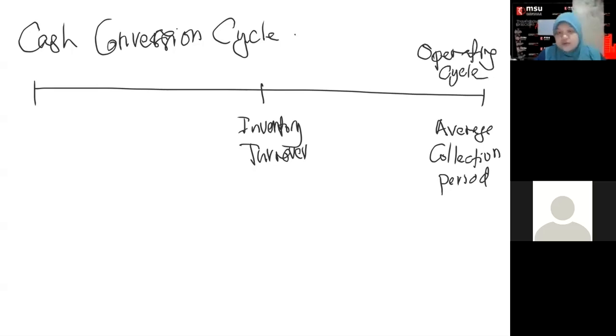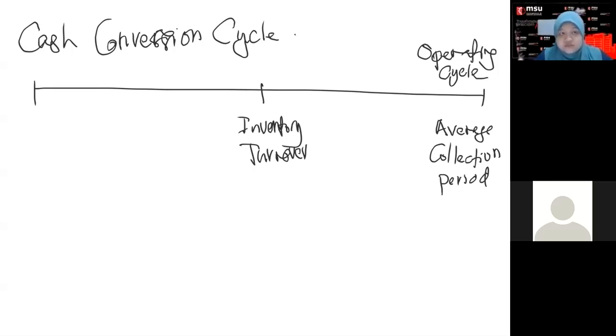Why is it the operating cycle? Because you want to know how long it takes for your company to get all the cash. From the moment you invest money in your inventory, until all the inventory is sold to the customer, and then the duration you wait until your customer pays you cash and settles their debts to you. So we call it the operating cycle.